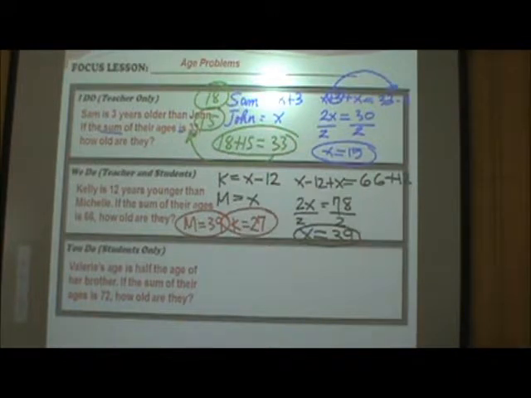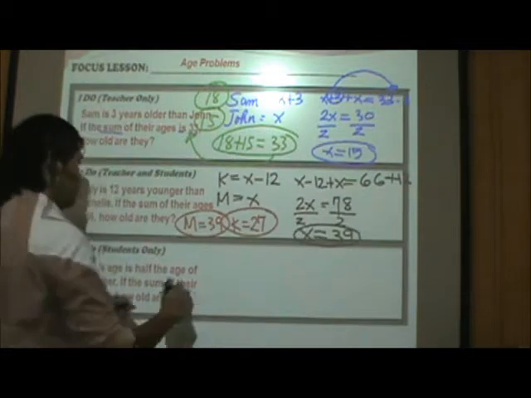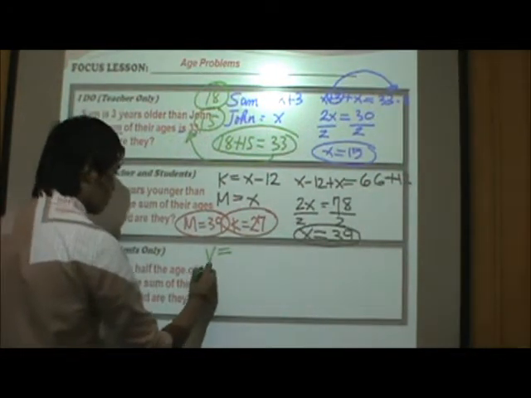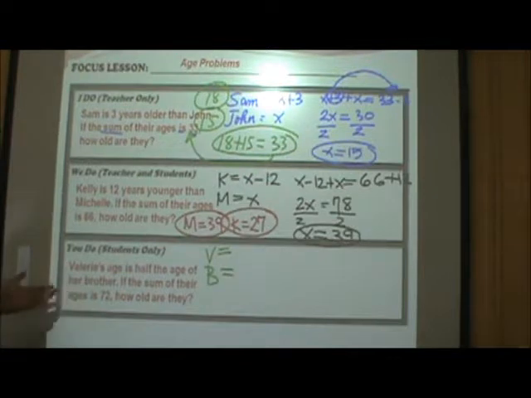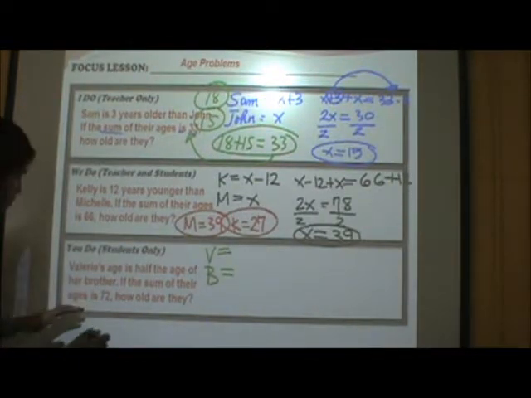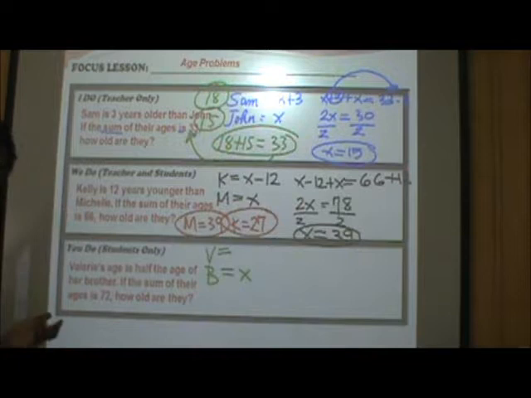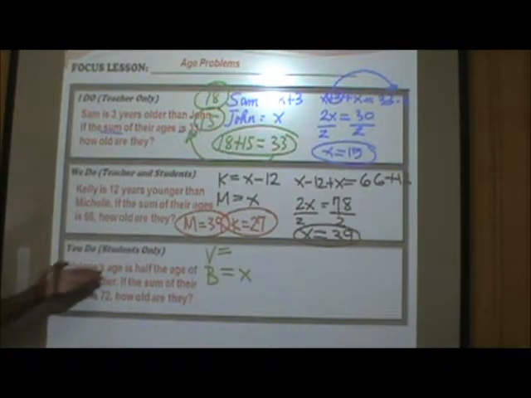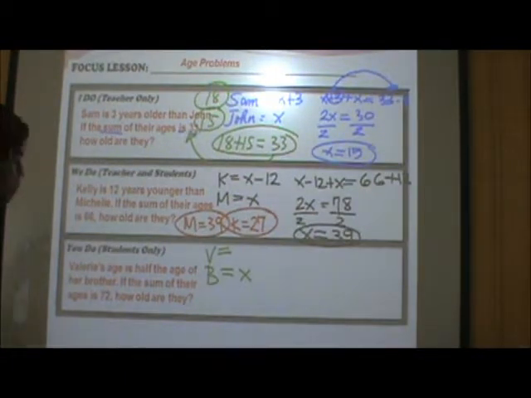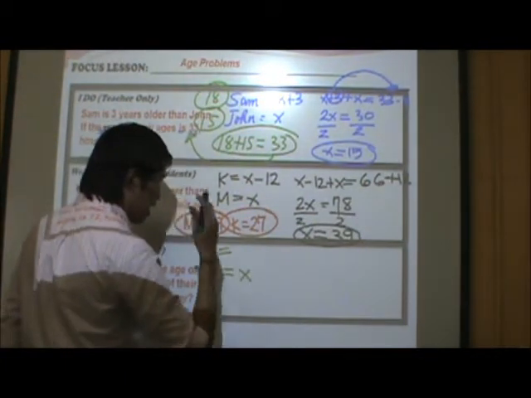For the last example, Valerie's age is half the age of her brother. If the sum of their ages is 72, how old are they? So here we got Valerie and her brother. Now, how old is the brother? From the problem, we don't know. The brother is X, while Valerie's age is half of her brother. Okay, so Valerie is half.